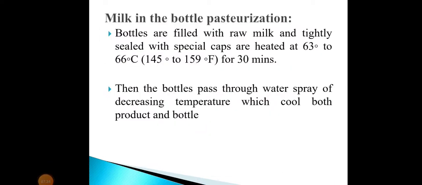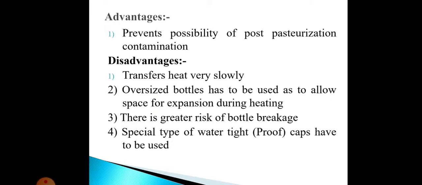Milk in bottle pasteurization. Bottles are filled with raw milk and tightly sealed with special caps, then heated at 63 to 66 degrees centigrade, that is 145 to 151 degrees Fahrenheit, for 30 minutes. Then the bottles pass through a water spray of decreasing temperature, which cools both the product and the bottle.